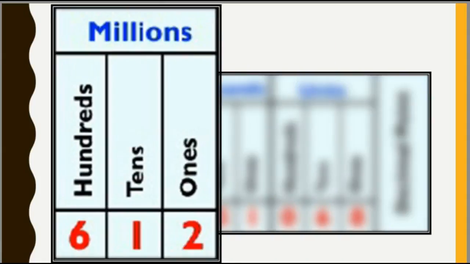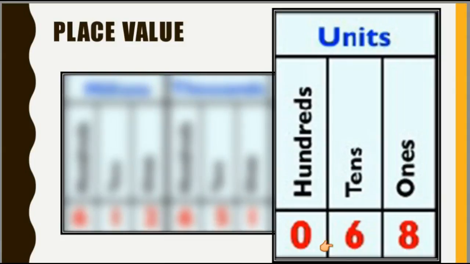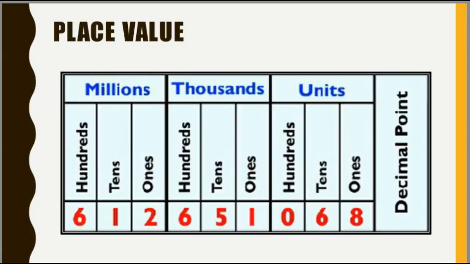So let's try that again. 612 million, 651,000, 68. So when we look at the number all together, I want you to remember that. It's just this one little number that you have to read, and then you say the name of the period. 612 million, 651,000, 68.